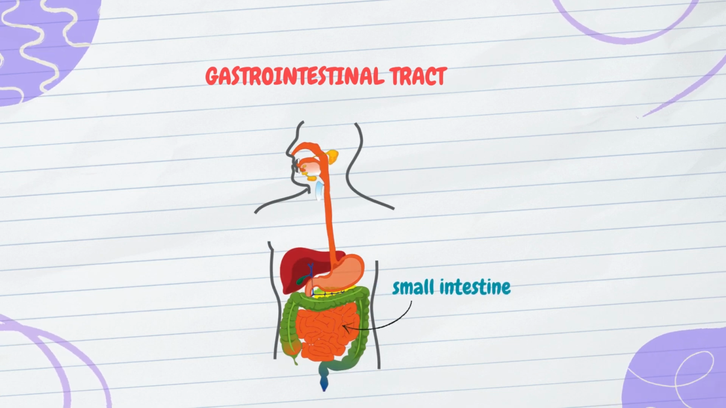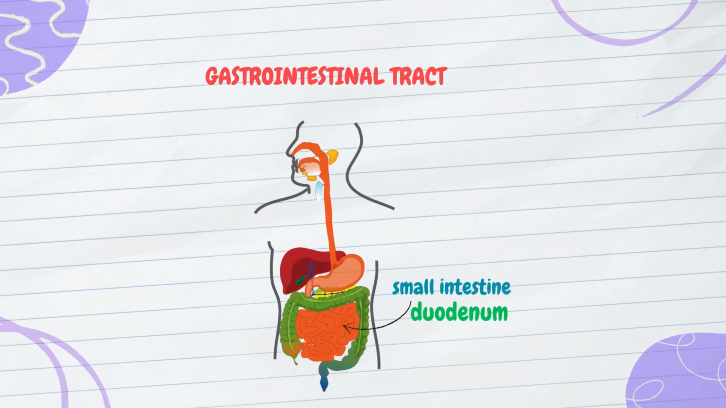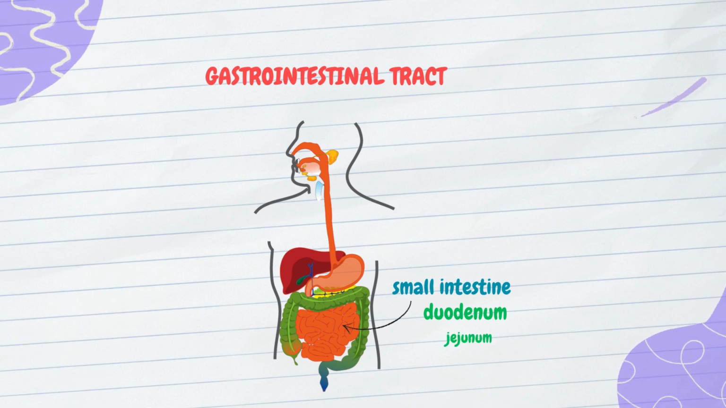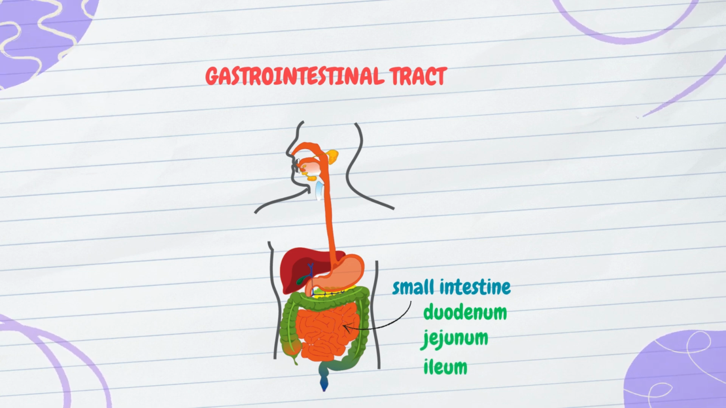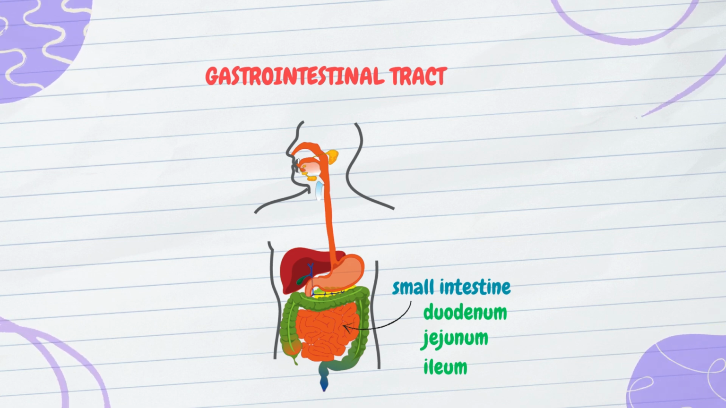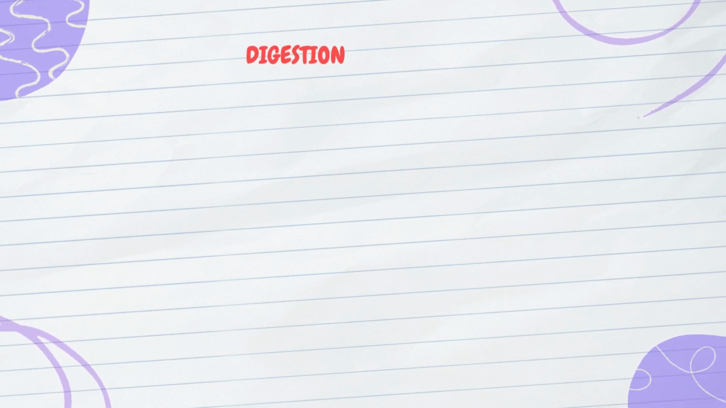The small intestine is divided into three sections: duodenum, the first portion; jejunum, the second portion; and ileum, the third portion. Most digestion and absorption occur in the small intestine. Let's start with digestion in the small intestine.